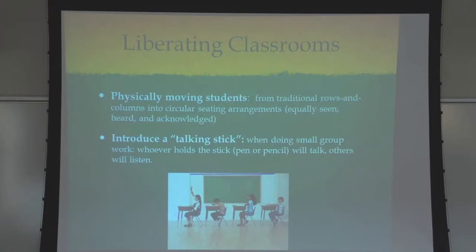But physically moving the students from the traditional rows and columns into a circular seating arrangement really makes the difference. It allows everyone to be equally seen, heard, and acknowledged. So in traditional classrooms, you see those people at the beginning who either sit in the front row or the back row. This gets rid of that situation and allows everyone to have an opportunity to talk.